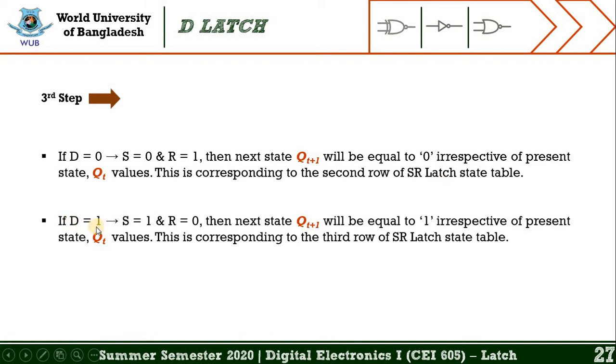And if D is equal to 1, in that case we find S is equal to 1 and R is equal to 0. Then the next state QT plus 1 will be equal to 1 irrespective of the present state QT value. This corresponds to the third row of the state table of SR latch. So let's move to the next slide.